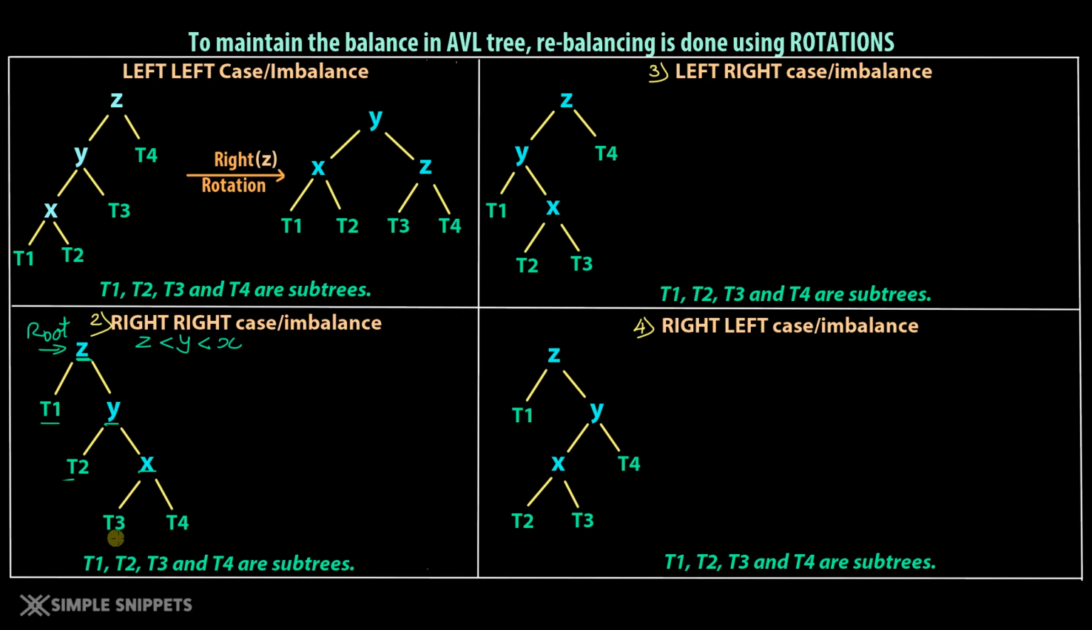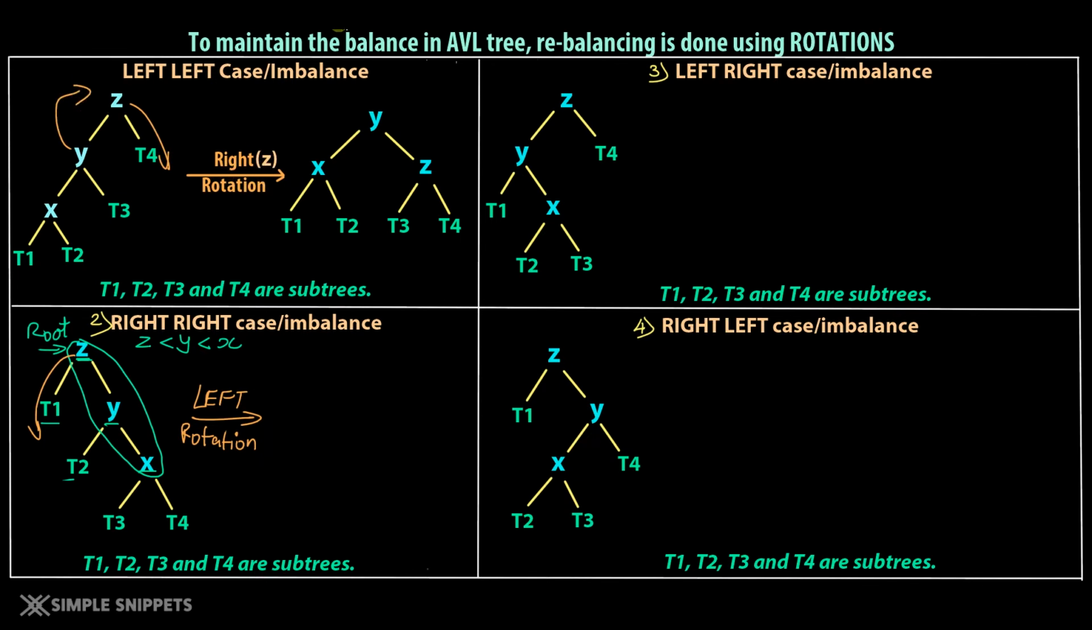Remaining T1, T2, T3, T4 are nothing but subtrees. So clearly you can see that for these three nodes, Z, Y and X, we are getting a right-right imbalance case. So in that case, what do you do? You do a left rotation. So a left rotation will be done. Now in left rotation, what do you do? You take Z downwards. Z is supposed to be taken to the left downwards and Y is pulled up, correct?